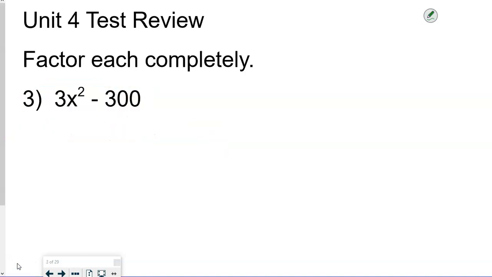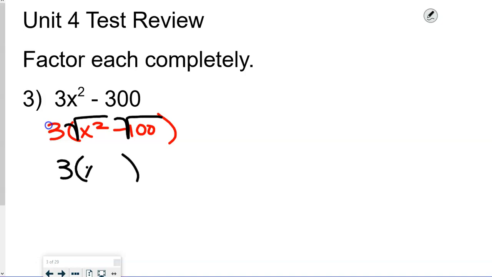Number 3, very similar. The only difference is we have a GCF. So what we're going to do is factor out that GCF first. And once again, you should notice that we have 2 perfect squares here. So we're going to take the square root of this and the square root of this. We're going to bring down that 3. We're going to put our x here in both sets of parentheses. And then we're going to put 10 and 10, because that's the square root of 100. And we're going to put plus and minus again. So this too was a special pattern.